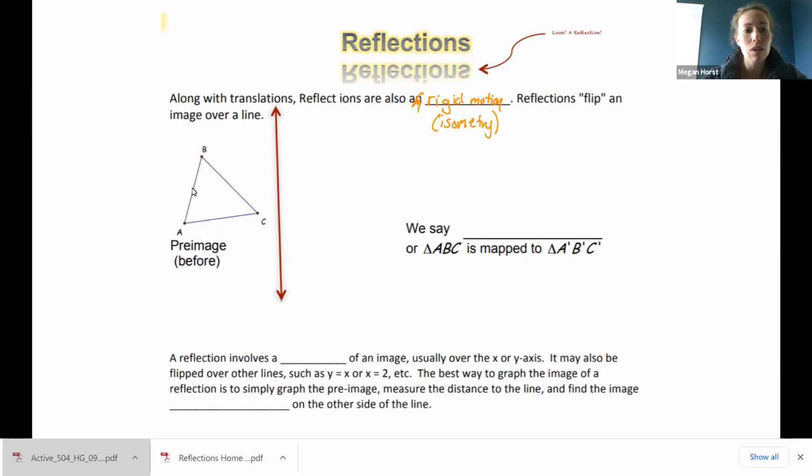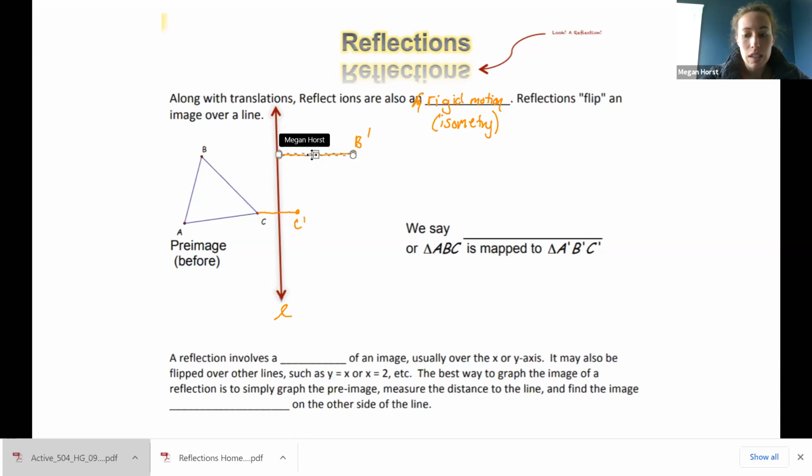So notice here we have triangle ABC, and that's our pre-image. What's going to happen with our reflection is that this point C is going to be the same distance away from this line. Let's call this line L. So we're going to go the same distance away, perpendicular to this line, and this is going to be C prime. We're going to do this same exact distance this way, and we have B prime.